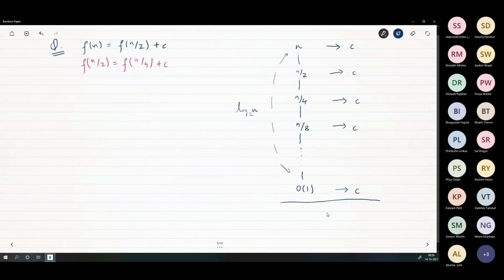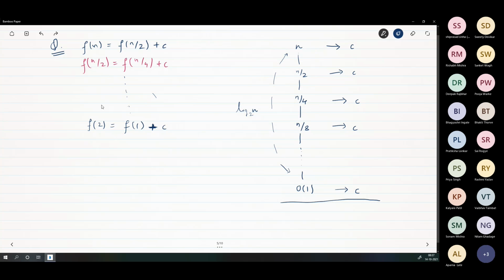Here's the idea. You will keep reducing this. Finally, you will have f of 2 is equal to f of 1 plus c. That will be the last thing that you get at this step. F of 1 is 1.